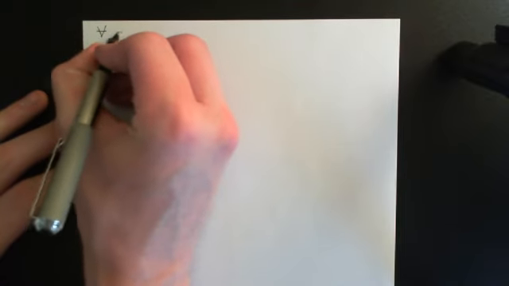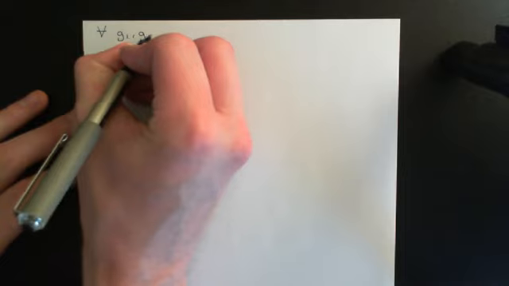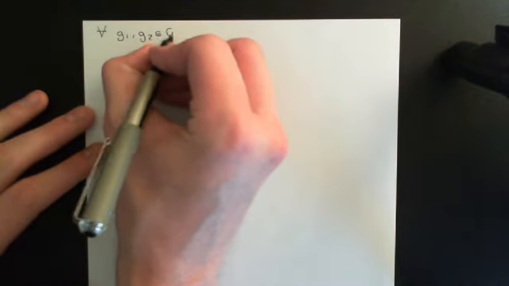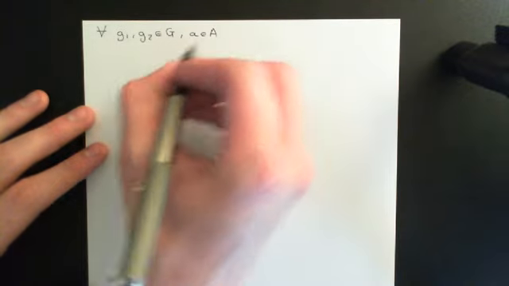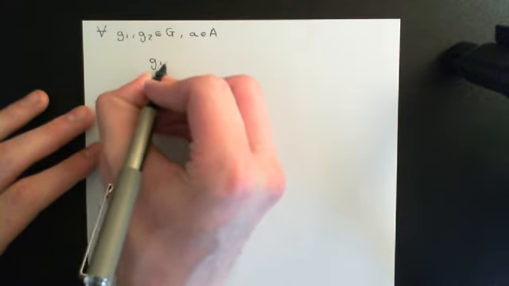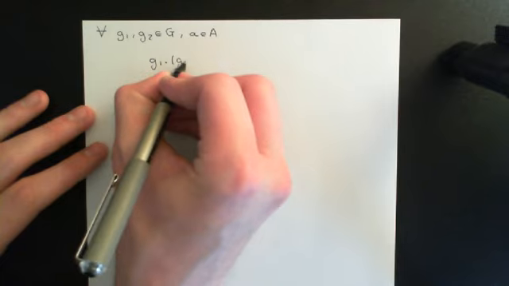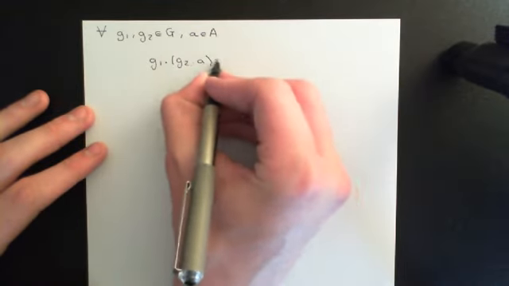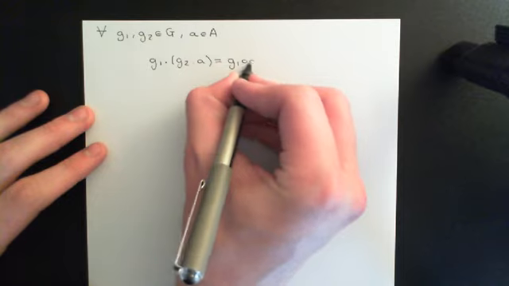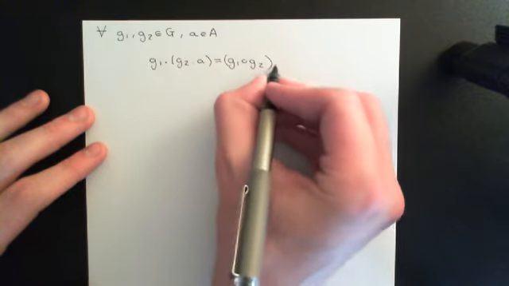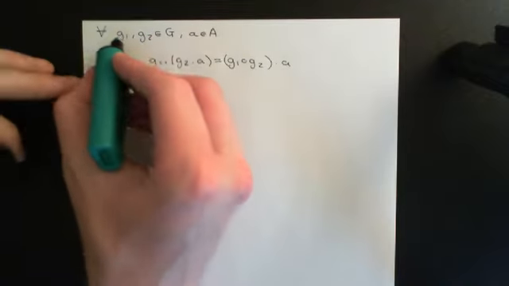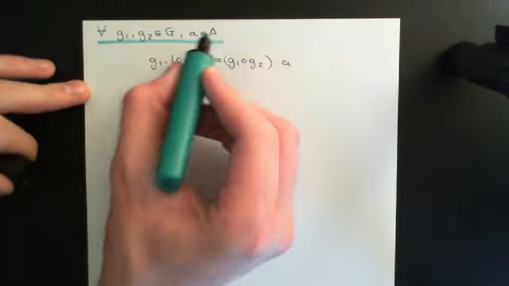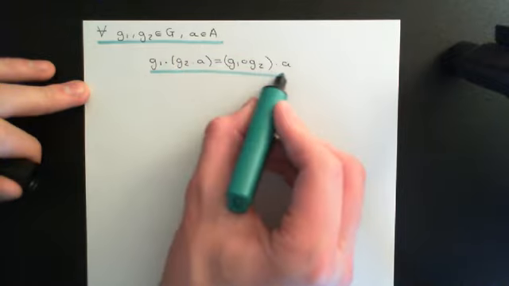So remember, the first axiom of a group action says that for all little g1 and little g2 that you can pick from the group capital G, and for all little a you can pick from the set A, it needs to be the case that g1 dot (g2 dot a) is equal to (g1 composed with g2) dot a. So this really says that the group action is consistent with the composition law on the group.